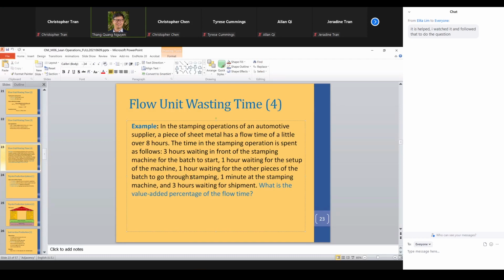In the stamping operations of an automotive supplier, a piece of sheet metal has a flow time of a little over 8 hours. The time in the stamping operation is spent as follows, right? And then they give us a long list of things that the piece of metal will have to go through. I would like to go back to the very first sentence here, and I would like to explain what is going on. Why do we say stamping operations of an automotive supplier?